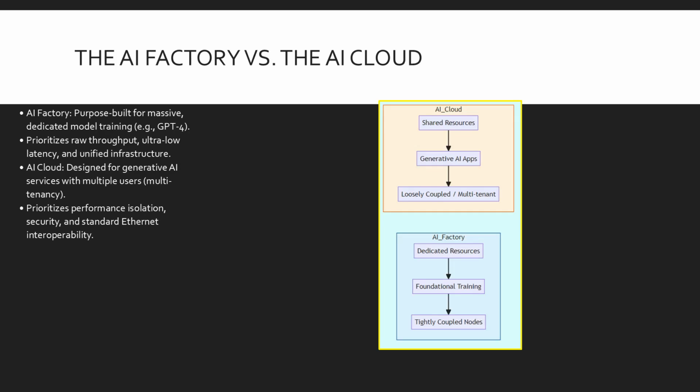To select the right technology, you must identify your facility type. Are you building an AI factory? These are specialized facilities designed for one thing: training massive foundational models like LLMs across thousands of GPUs. Here, every microsecond of latency matters.